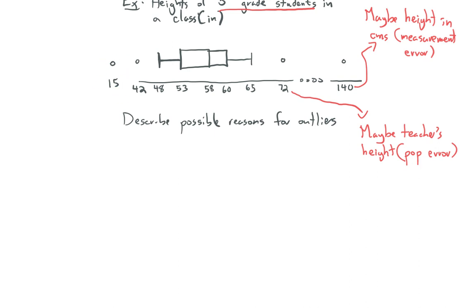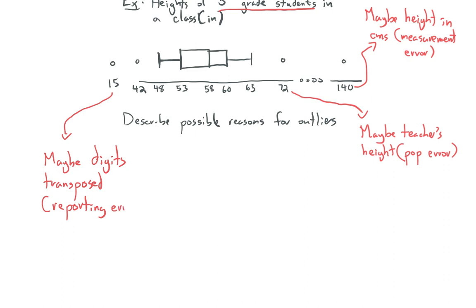Let's go down here. 15. Well, 15 inches is 1 foot 3. Probably not the height of a 5th grade student. So it's not likely that it's a measurement error. Maybe it is, but maybe it got recorded wrong. Maybe it was supposed to be 51 inches and just got, the digits got transposed. So maybe digits transposed. And that is a reporting error. It's not that it got measured wrong, it's just when it was recorded, you wrote it down incorrectly.